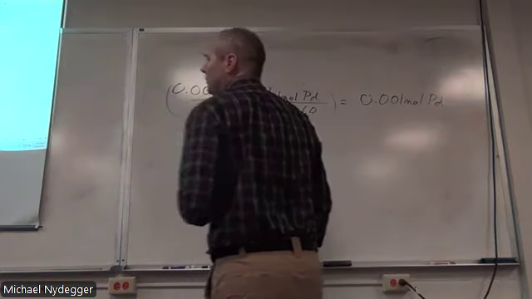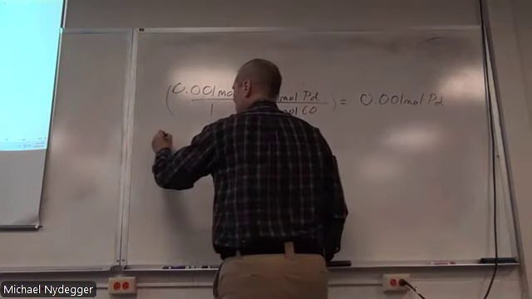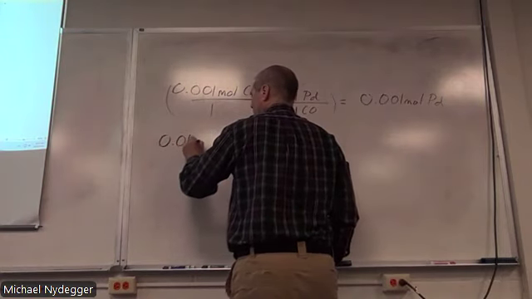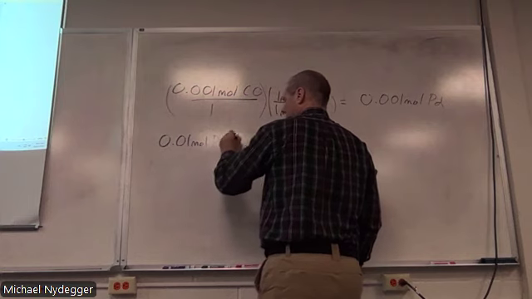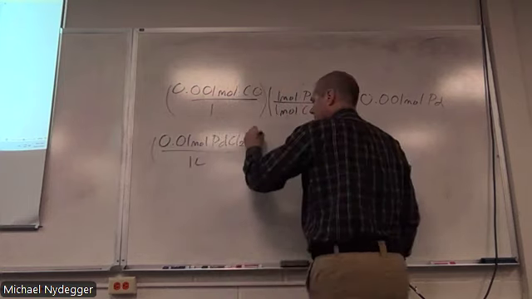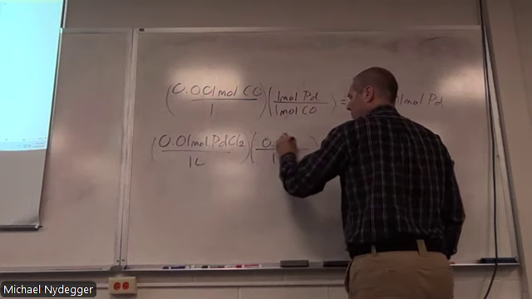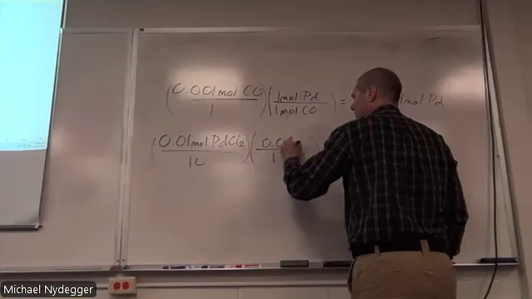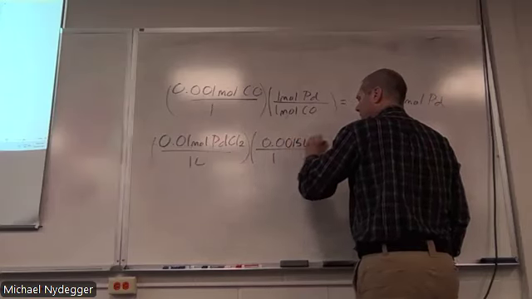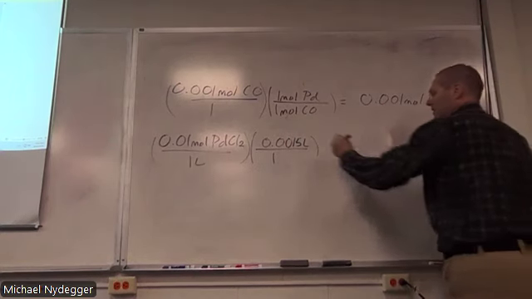Now we have the 1.5 milliliters of the 0.01 molar palladium chloride. So 0.01 moles per liter. And there are other ways of doing these problems. You don't have to do them this way. 0.0015 liters. So I just converted the 1.5 milliliters into liters.